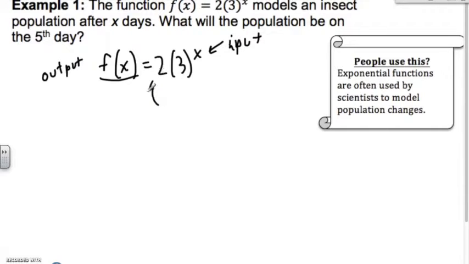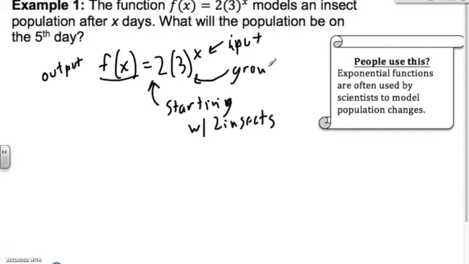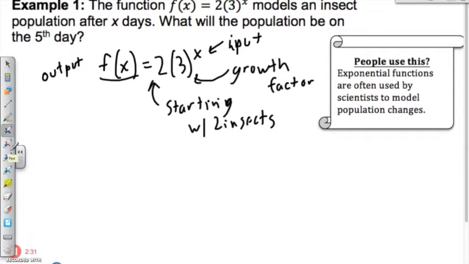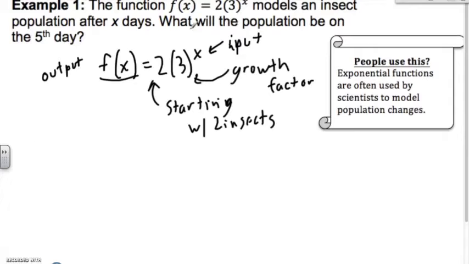A value of 2 here, where a is, means that we are starting with 2 insects. That's our start value. And then the 3 is going to be our growth factor. That means that our population is tripling each time, since it is a 3. So now when we want to find what they're asking us, we want to know the population on the 5th day. 5 is going to be our input because that's how many days we want to evaluate this function for.